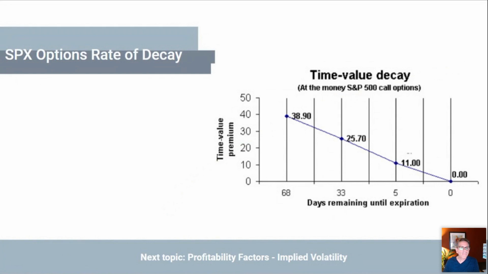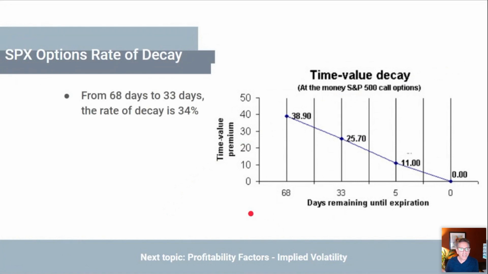Awesome. All right, so let's talk about the rate of decay, or decay in options, because this is really important. An option is not like a stock. A stock you can buy or sell, and you keep it forever and ever, until the company goes private. With an option, you're actually selling or buying an instrument that has a limited lifespan. So let's talk about that lifespan here.